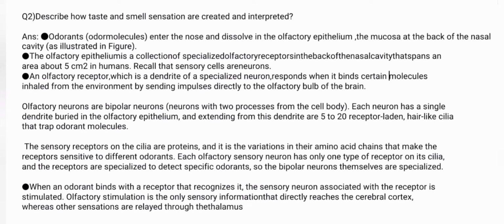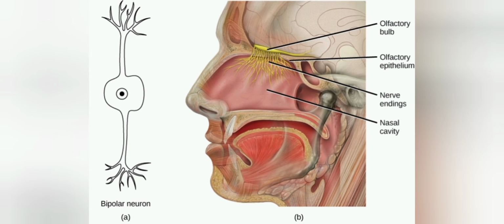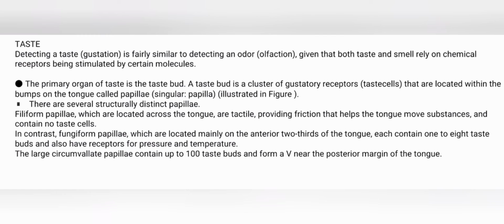Olfactory stimulation is the only sensory information that directly reaches the cerebral cortex, whereas other sensations are relayed through the thalamus. The figure shows the human olfactory system. It has bipolar olfactory neurons extended from the olfactory epithelium, where olfactory receptors are located, to the olfactory bulb. So we have talked about the smell mechanisms and the interpretation.